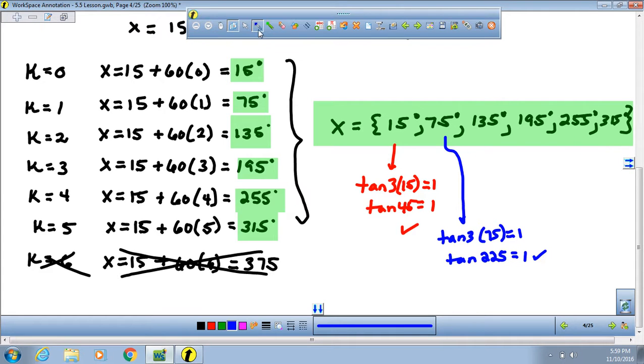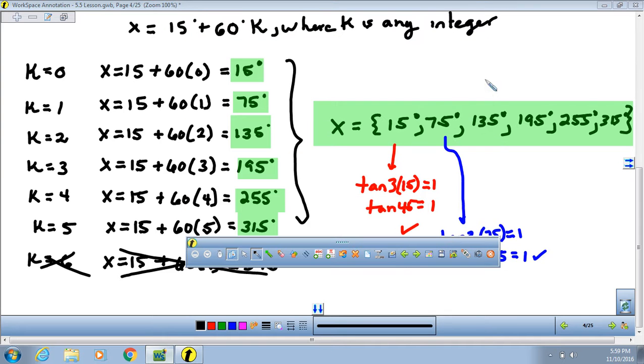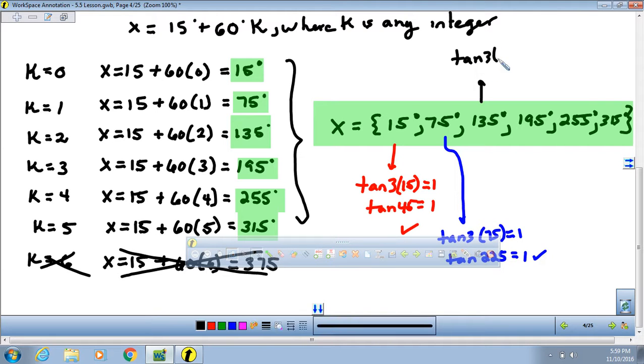Okay? You have any questions on this problem? Just let me know. You can keep checking them by doing tangent of 3 times 135, so which is still in all of the cases is going to be true. Tangent of 3 times 135, does it equal 1? Tangent of 3 times 135 is going to be tangent of 405. Is that equal to 1?